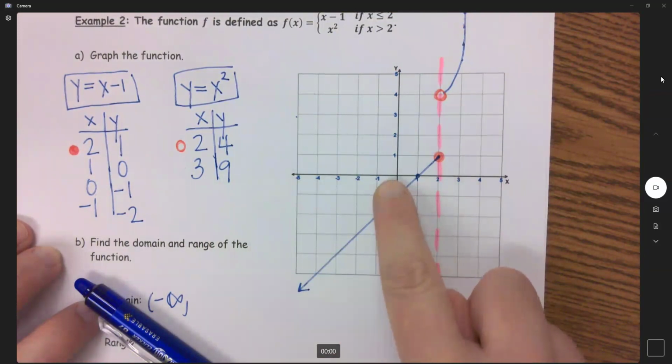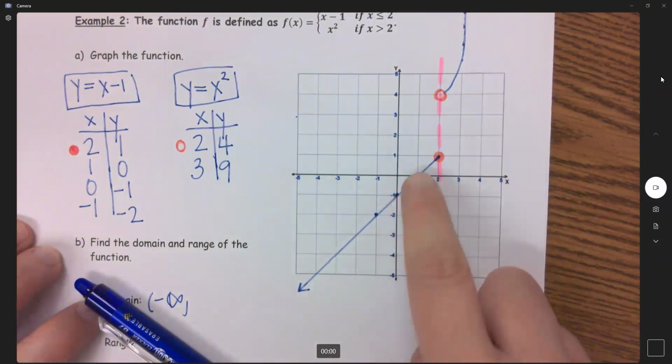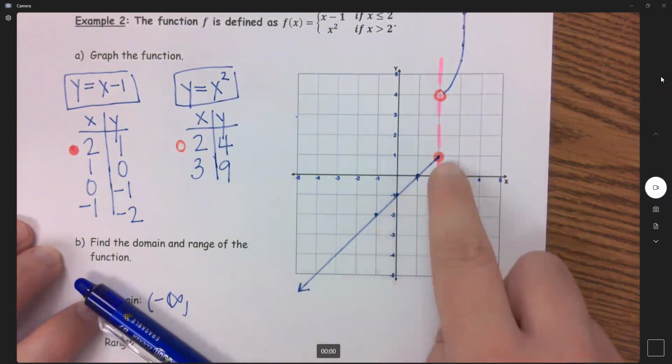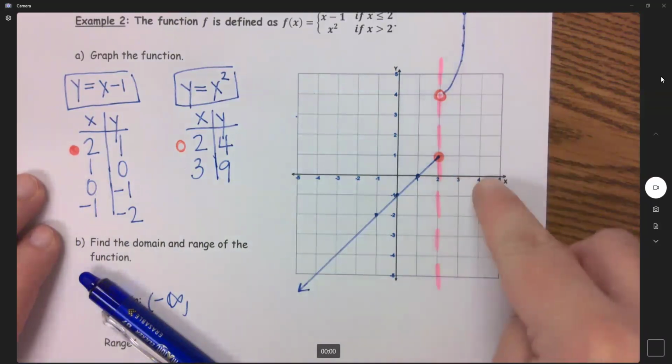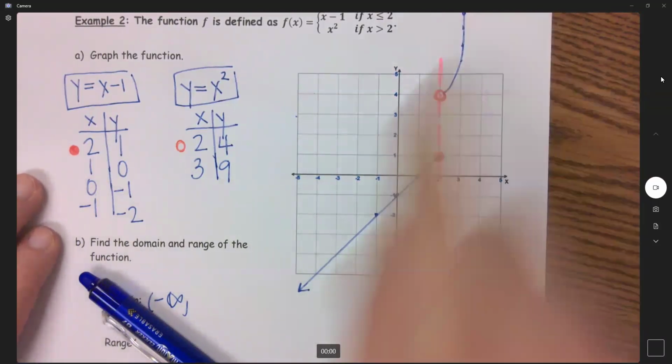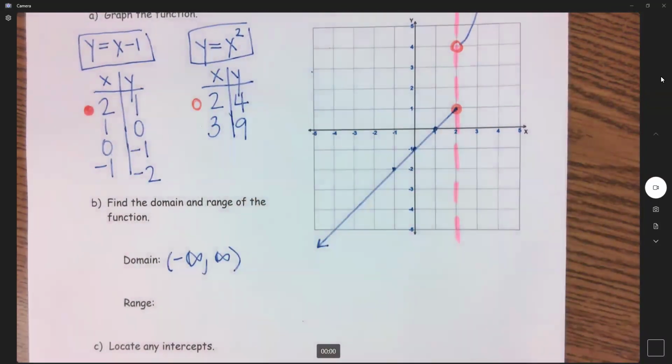We have an x value at -1, at 0, at 1, at 2. We have the solid points. We at least have a value at 2. And then at 3, we have a point. At 4, we would eventually have a point. At 5, we would eventually have a point. So this arrow tells me to infinity.